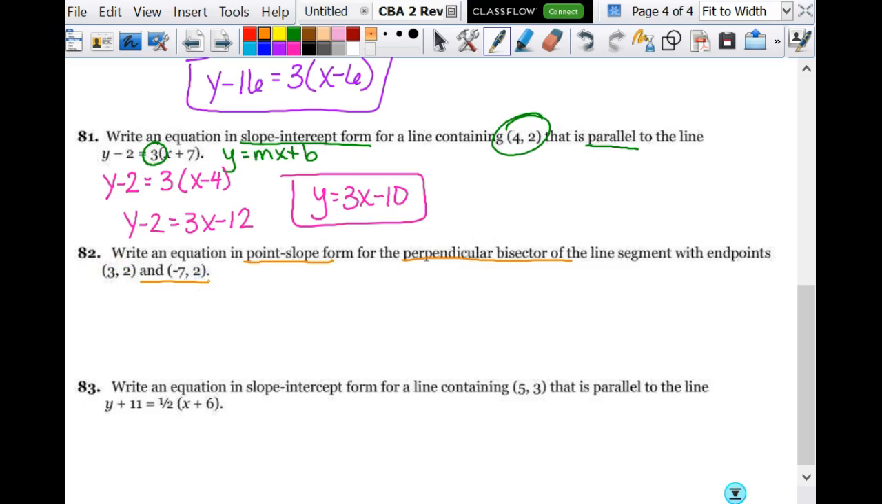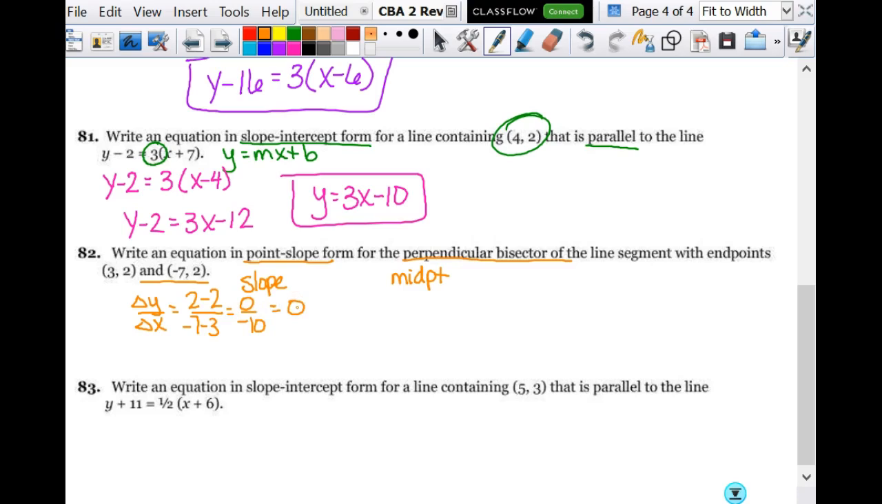All right, so write an equation in point-slope form, perpendicular bisector of this right here, okay, or the line segment containing those 2 points. So if I want the perpendicular bisector, I need the slope and I need the midpoint. Okay, so I start off by finding this slope, delta y over delta x. It's going to give me 2 minus 2 over negative 7 minus 3. That gives me 0 over negative 10, which is just 0.